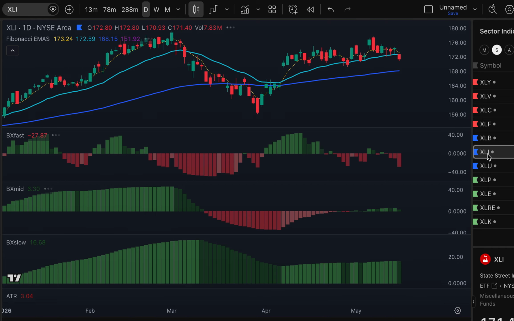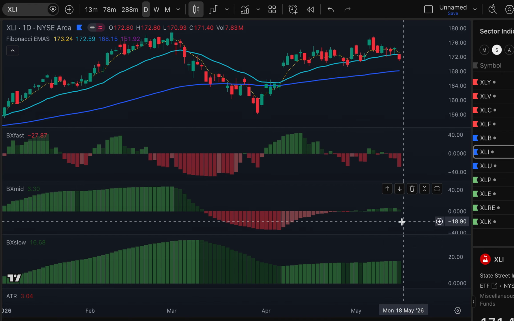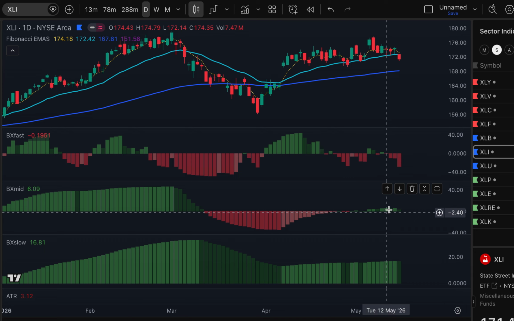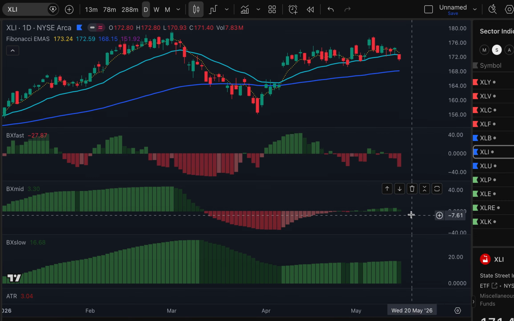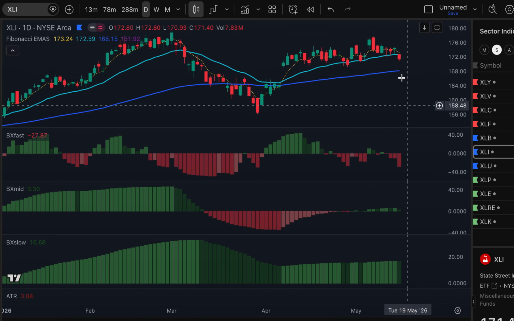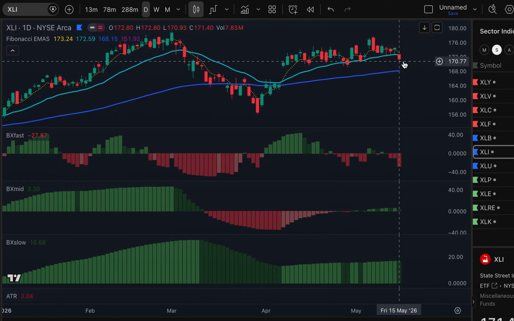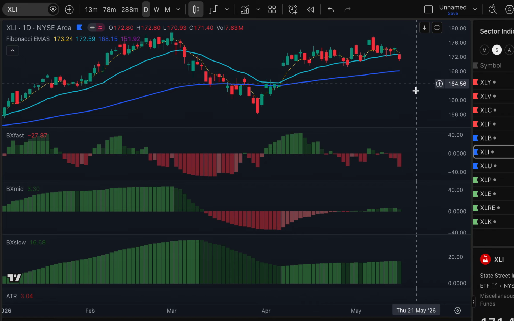XLI, the industrial sector. The long-term momentum was starting to build back again, so this is kind of at an equilibrium here with the mid. It's trying to decide what it wants to do. It did break the 21 EMA on Friday, so I'm watching this one to see which direction it decides it's going to go.